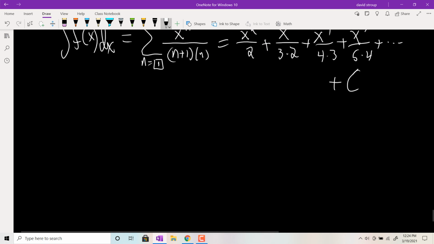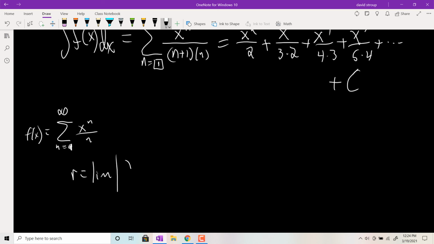Anyways, then go and get the interval of convergences. So let's start with f of x. Our f of x was the series sum of x to the n all over n, from n equals 1 to infinity. Do the ratio test, so the limit of the absolute value of x to the n plus 1 all over n plus 1, times n all over x to the n.